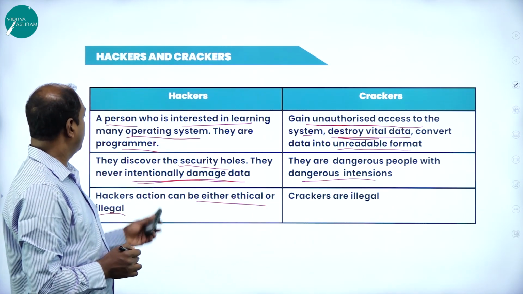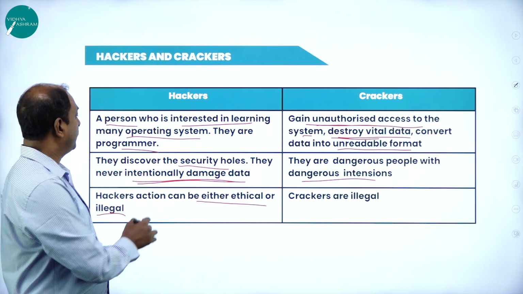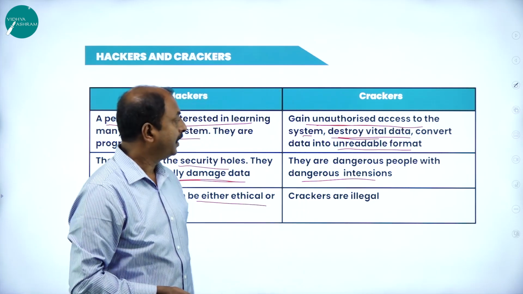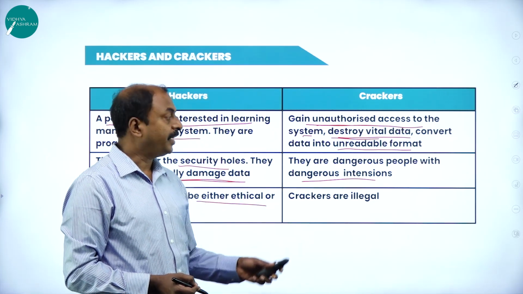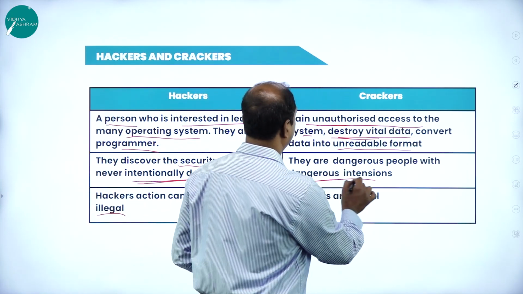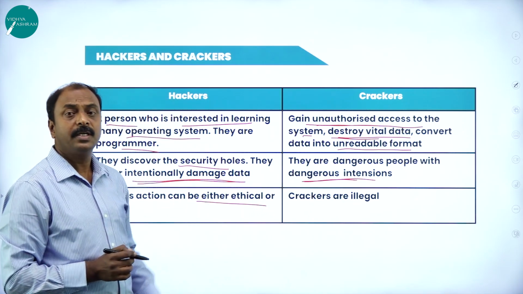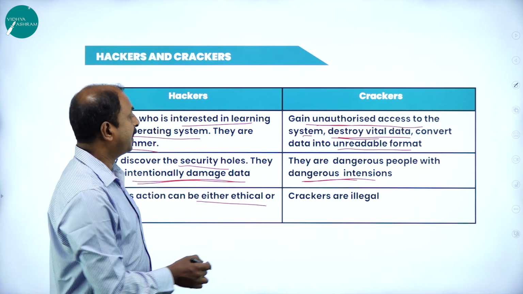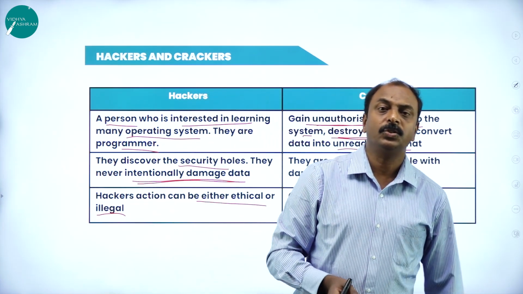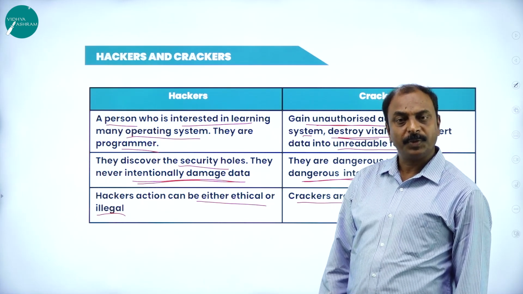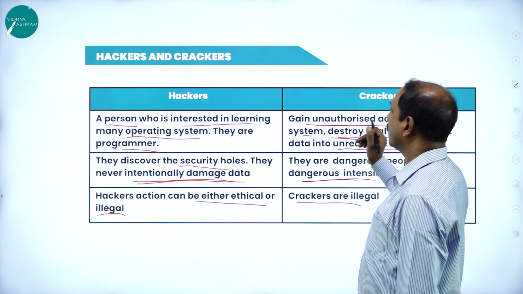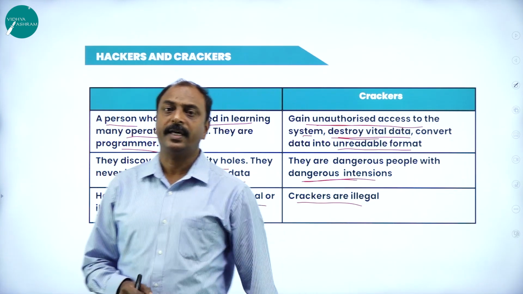Hackers' intention is not to damage any data; they get into it accidentally. But crackers enter a network with a clearly dangerous intention, to damage your data. Crackers are also illegal, because they get into your network without any prior permission from the concerned department or person. So these are hackers and crackers.